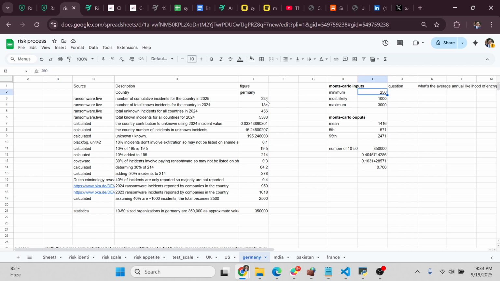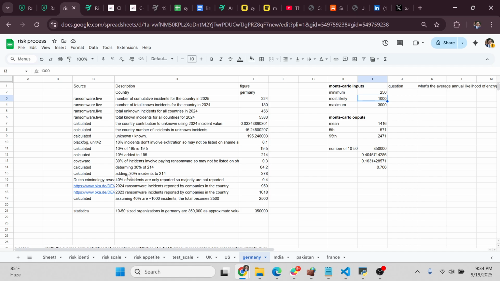We are already seeing 224 in 2025. So as a minimum, you can say it must be something around this figure. So 250 is a minimum. And most likely, we're also seeing that the number of cases, 950, 1018, means the true number of cases is around 1000. Why are we not using 2500 as most likely? Because that number is just an estimation.